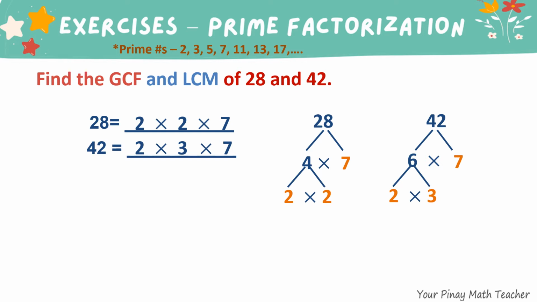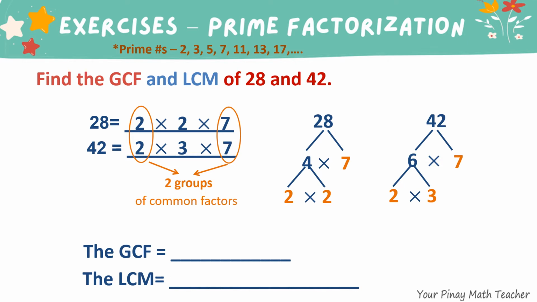As you can see, 2 is common and also 7. So we have two groups of common factors. So to find the GCF, you have to multiply 2 and 7. So the GCF is 14.